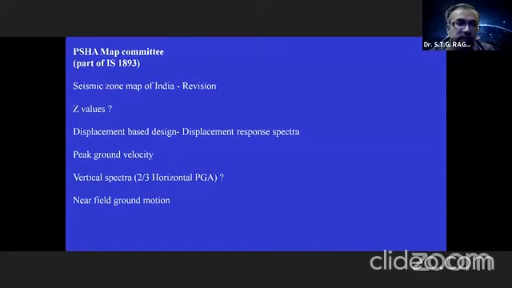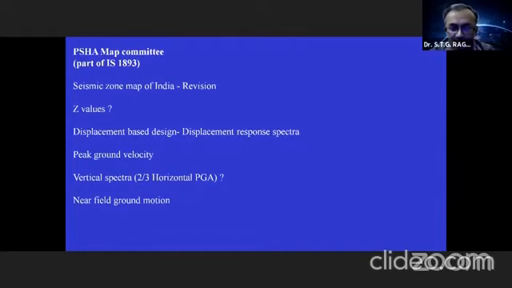As Professor CVR mentioned, displacement based design is going to be used in our future IS codes. We have already started working on it, that is, the inputs required for displacement based design, namely the displacement response spectra. I will be showing you these results also. Then peak ground velocity, which is very important for energy based design, as CVR mentioned in his lecture. I will show you some of these issues, and then some more interesting things in this lecture.